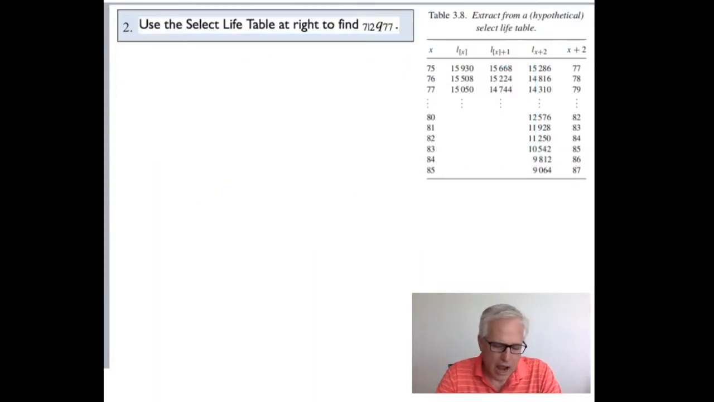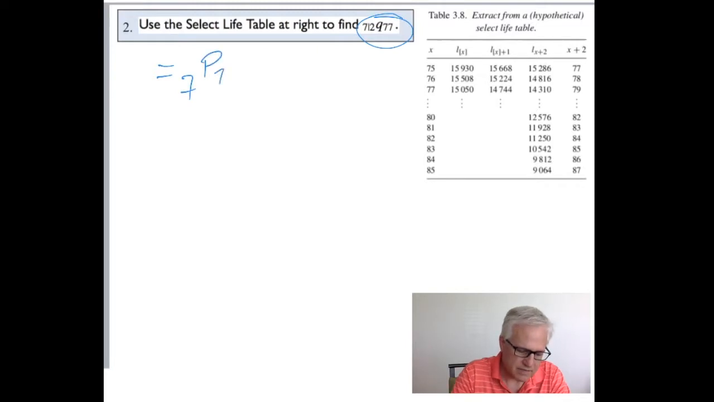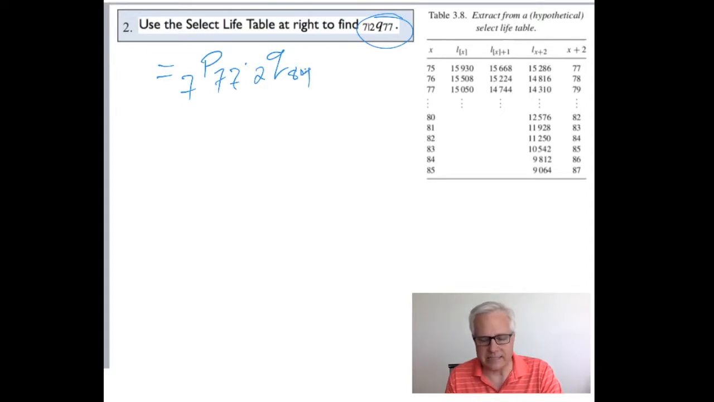Slightly more complicated, I want us to compare some results we get for select lives and non-select lives. So first, I'm going to calculate the probability that someone 77 years old today that hasn't been selected survives the next 7 years and then dies in the ensuing 2. So that's 7|2q77. So in order for that to happen, the person has to survive 7 years. So I need to take 7p77. And I need to multiply that by the probability that a person 84 years old dies in the ensuing 2 years. Okay. And no selection of any kind has taken place.